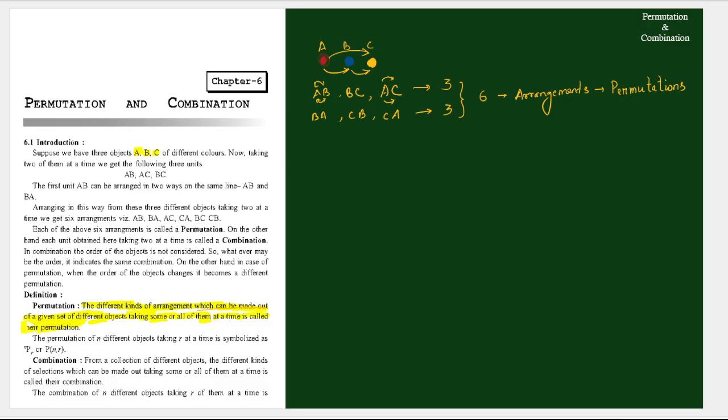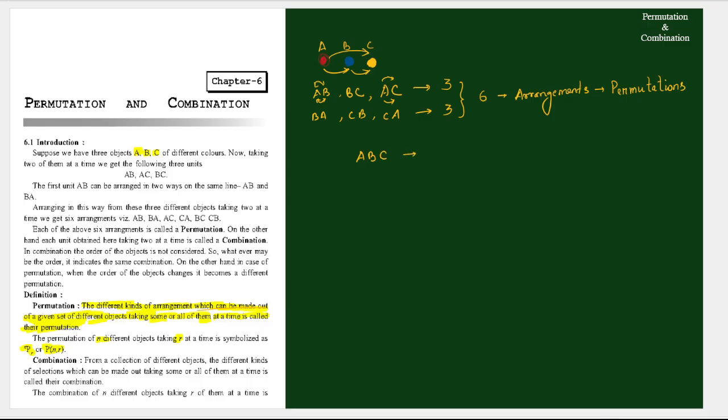So now symbolically how it is written: we write nPr, or you can write it like this, P within brackets n comma r. That means n different objects taking r objects at a time. So here we got three objects taking two at a time.